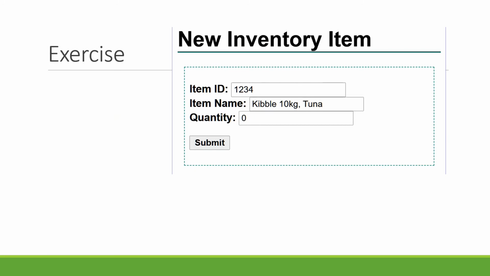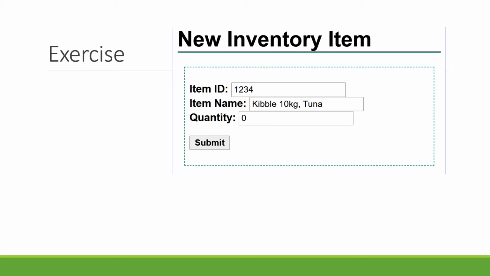All right, let's try a new exercise. This exercise is described in the notes as well, in case you need to read it instead. So what we're going to do is add a form, a different kind of form, to our current project called inventory.html, or you can call it whatever you like. And we're going to add input fields for the item ID, the item name, and then the quantity. And we're going to add a submit button, of course. So the user's going to be typing in information for a new inventory item.